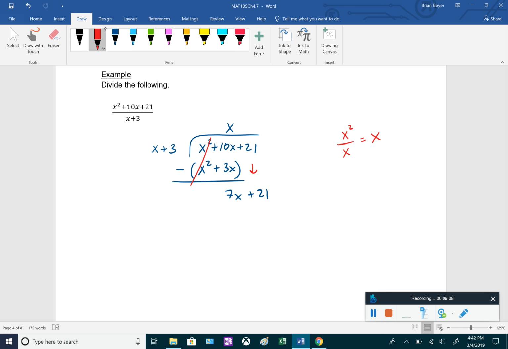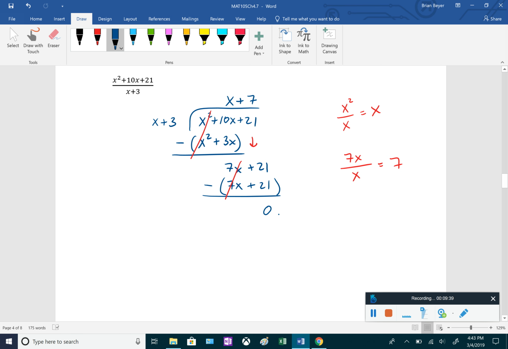So 7x is the new leading term, divided by still the leading term in the divisor, which is x. So we get 7. So it's going to be plus 7. We have to multiply the 7 by the divisor now. So 7 times x plus 3 is 7x plus 21. And the 7x's cancel, and we get 21 minus 21. That actually gives us a remainder of 0.